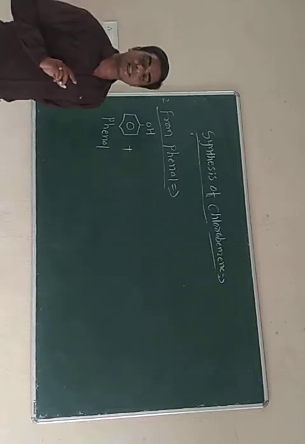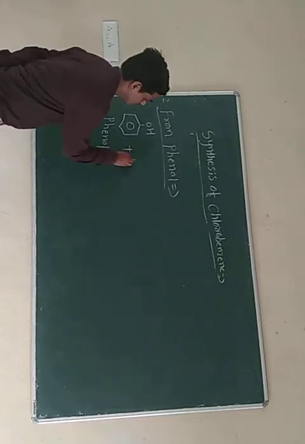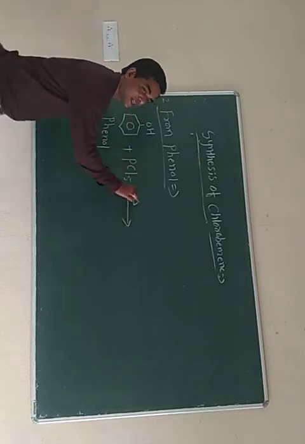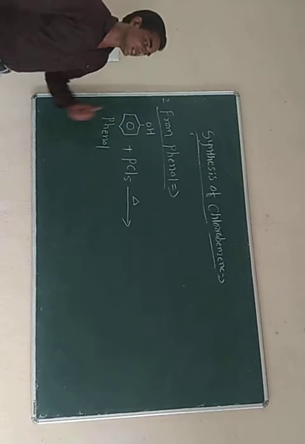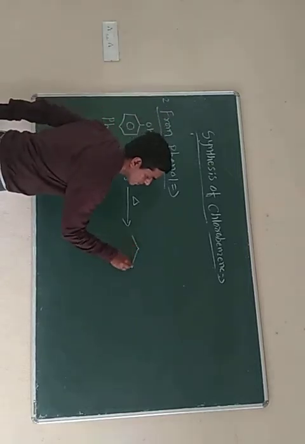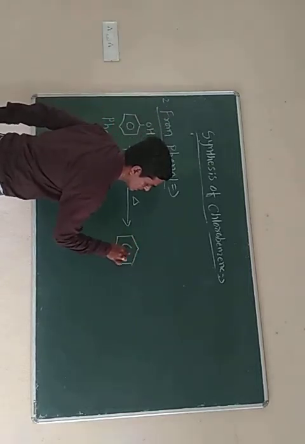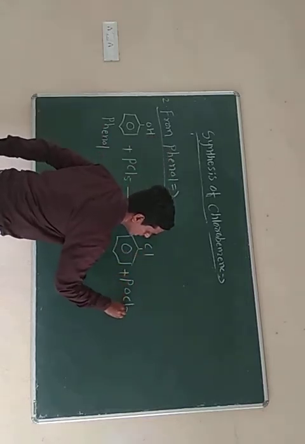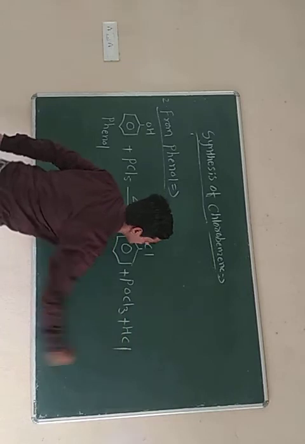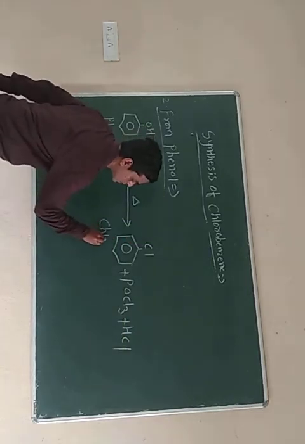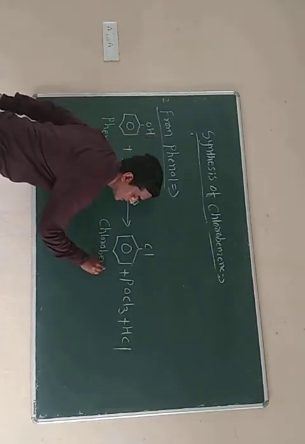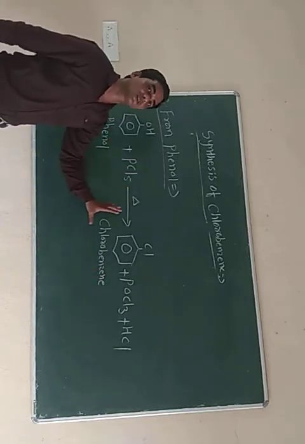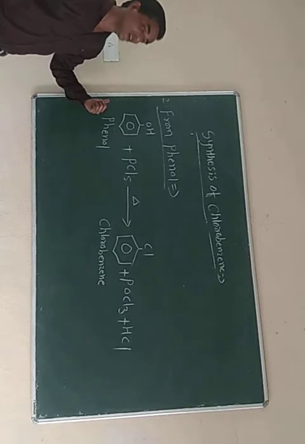Phenol, when it reacts with PCl5, that is phosphorus pentachloride, will give rise to such a structure. Here Cl, POCl3 plus HCl. This is nothing but the structure of chlorobenzene. So in this way, chlorobenzene can be synthesized from phenol.